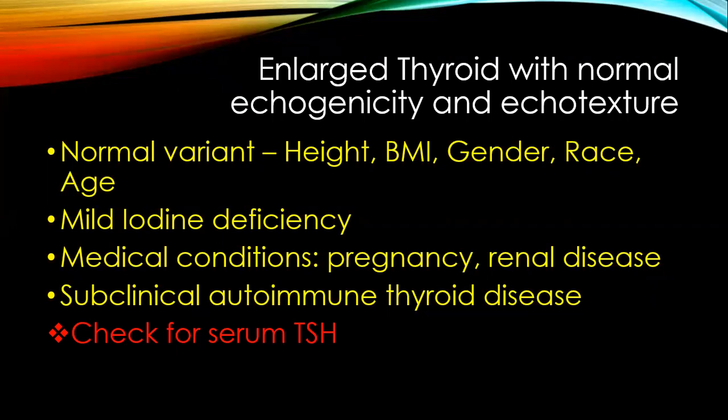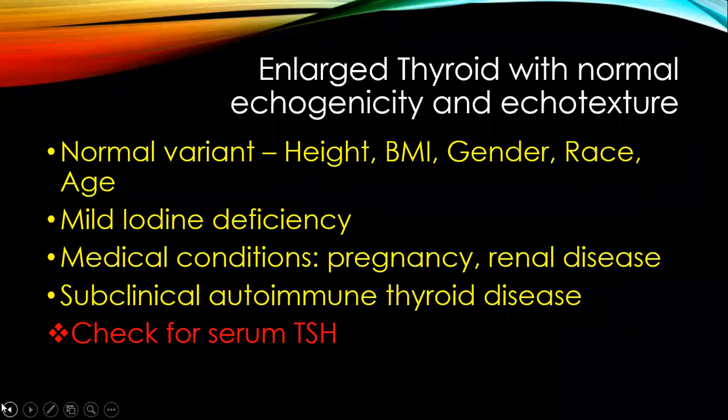It can be a normal variant, considering the height of the patient, the BMI, and the gender. As noted earlier, there's a difference in the upper limit size of the thyroid lobe in females and males. So it could be due to gender. It could also be due to race. It could be due to age. In some clinical settings, it can be due to mild iodine deficiency, and other medical conditions such as pregnancy and chronic renal disease can also result in enlargement of the thyroid gland, or subclinical autoimmune thyroid disease.